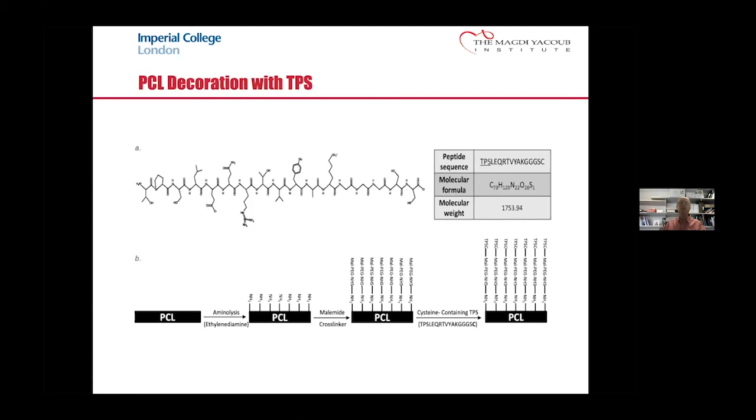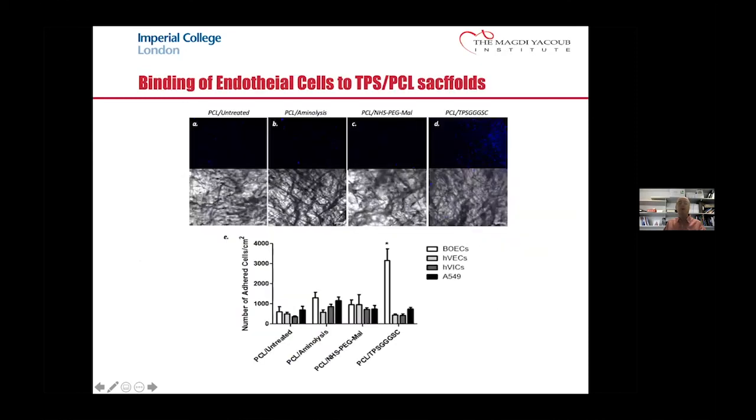So in an attempt to attract endothelial cells from the blood, knowing that they are an important component of heart valves, we set out to see whether this peptide could be bound to PCL. So we came up with the method of binding it by undergoing aminolysis, then maleimide cross-linking, then cysteine-containing TPS binds to these cross-linking molecules. And if you can follow this slide, these are the different stages of the cross-linking process, arriving eventually with the TPS peptide bound.